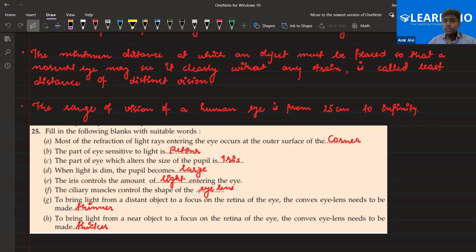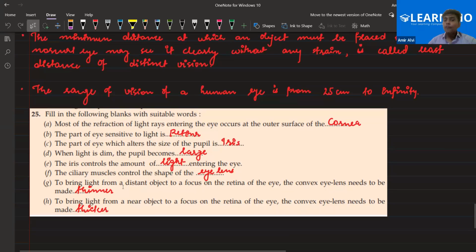Basically, to bring light from a distant object to a focus on the retina of the eye, the convex lens needs to be thinner. Obviously, if the light is coming from infinity, the lens would be thinner, and then we are able to focus those rays on the retina. And if the light is coming from a nearby object, the lens should be thicker to focus the light rays on the retina. Am I clear to all of you?